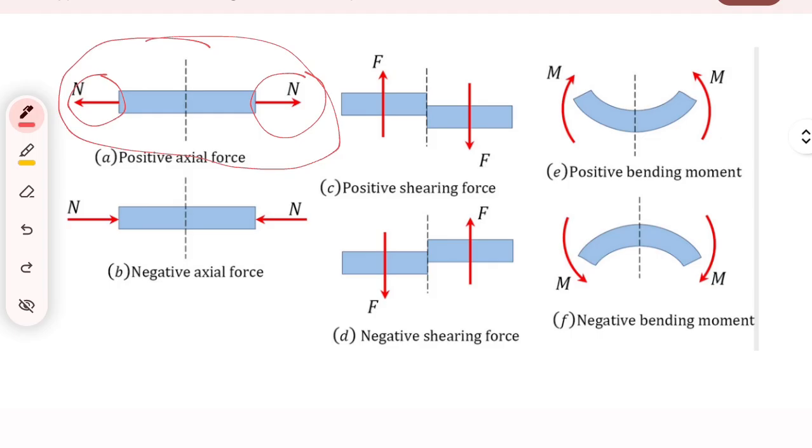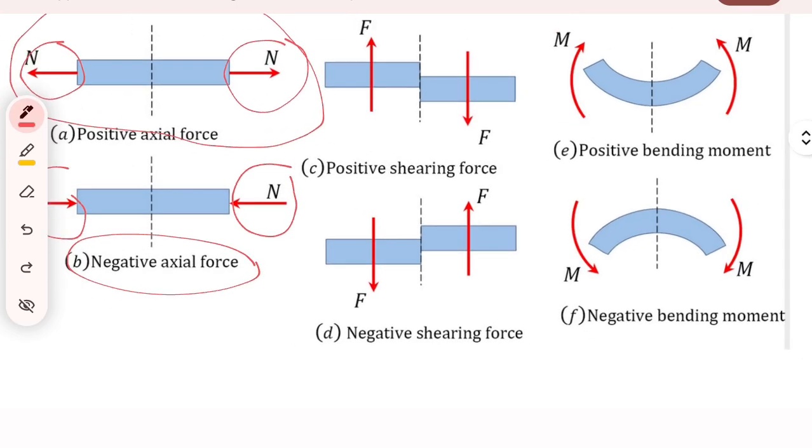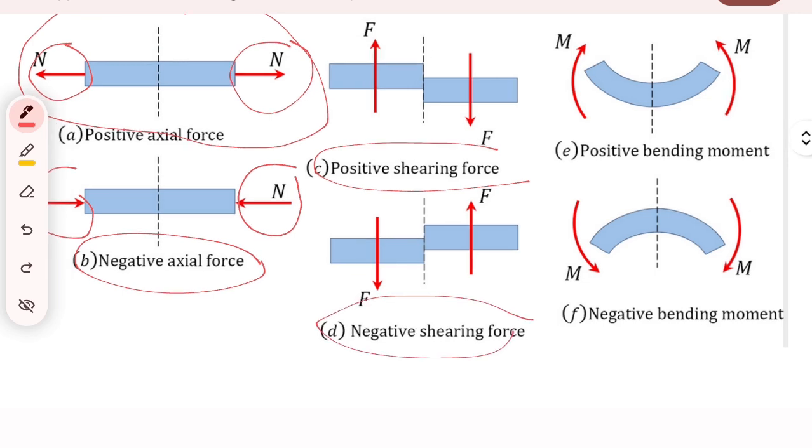So it's positive. This is the negative axial force. Look at the end on both sides there. So it compresses. So this N compresses the object or shortens the object. So that means it's a negative axial force. This one is a positive shearing force, and this one is a negative shearing force.